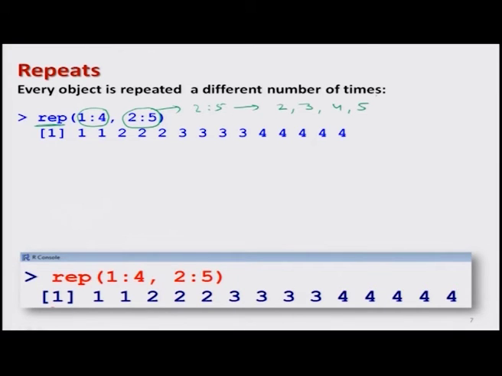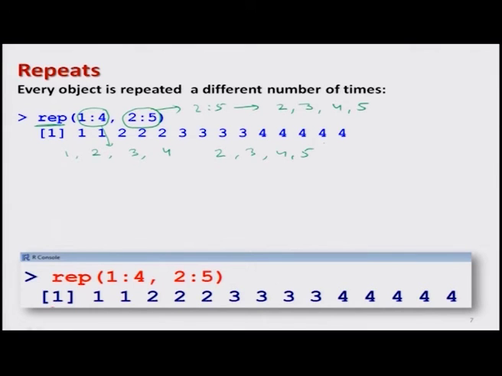So now, if you try to see what I am trying to do here: in the first step I am trying to generate a vector of values 1, 2, 3 and 4. And now I am saying that these values have to be repeated 2, 3, 4 and 5 times, and these values are controlled by another vector.